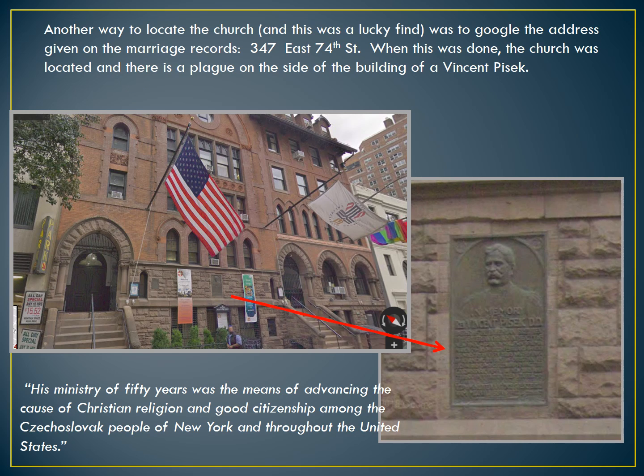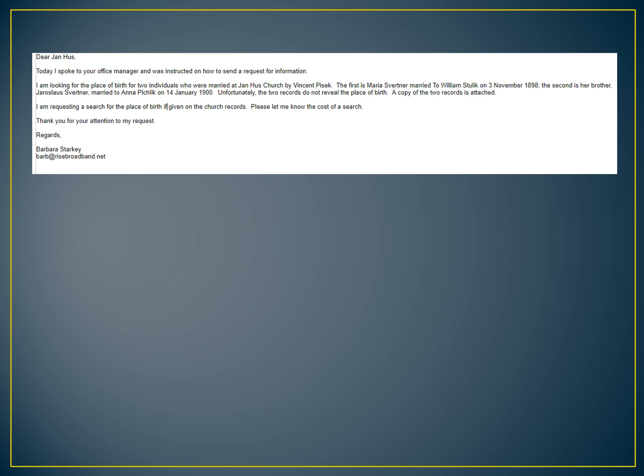Another way to locate the church, and this was a lucky find, was to Google the address given on the marriage records. The address was 347 East 74th Street. When this was done, the church was located, and there is a plaque on the side of a building of a Vincent Pisek. The phone number given on the internet prompted a call to the Jan Hus Church. The office manager instructed on how to send a request for information.